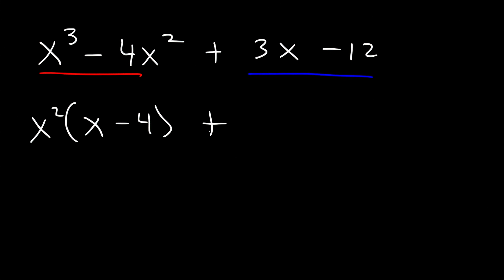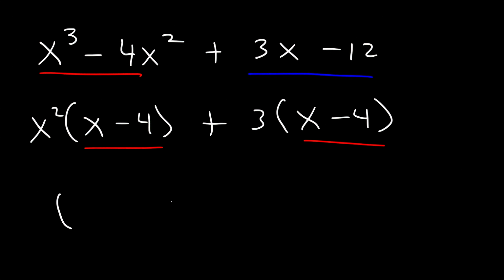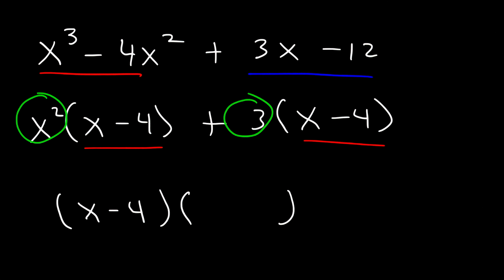Now, do the same for the last 2. Take out the GCF. The GCF between 3x and negative 12 is 3. 3x divided by 3 is x. Negative 12 divided by 3 is negative 4. Now, if you get this common term, that means you're on the right track. At this point, you can write 2 parentheses. What's going to go in the first one is the x minus 4. What's going to go in the second one is what you see on the outside, x squared plus 3. And so that's going to be the answer.